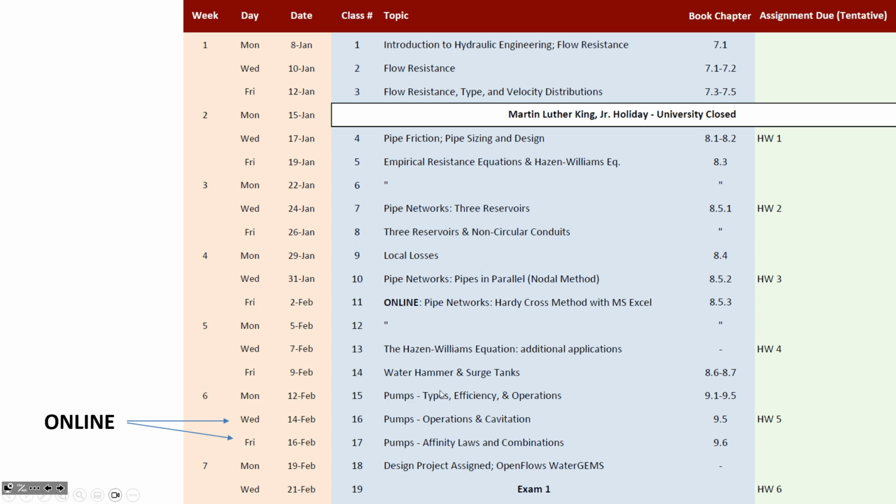This is class 15. Today we're going to be talking about pumps, and we'll also be going through some pumps topics on Wednesday and Friday. And then a week from today, I'm going to assign the design project. And I'll probably post the PDFs of that on Blackboard before Monday's class if you want to take an early look.